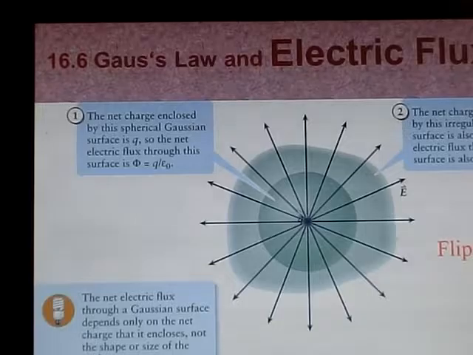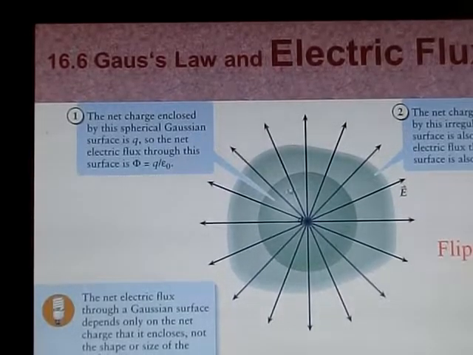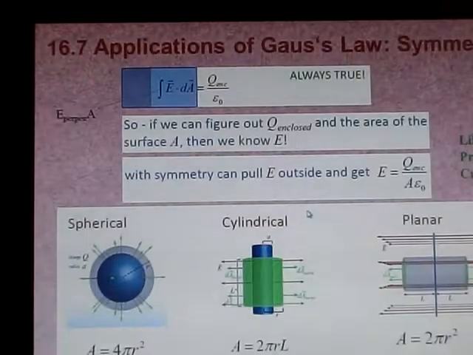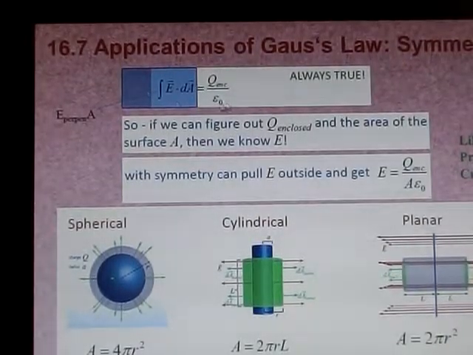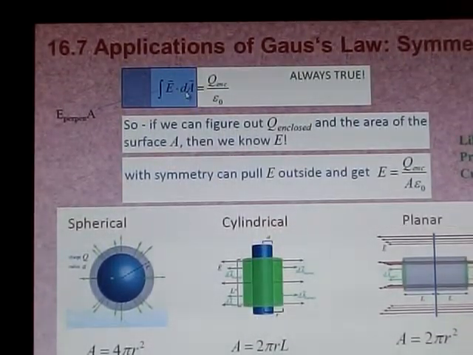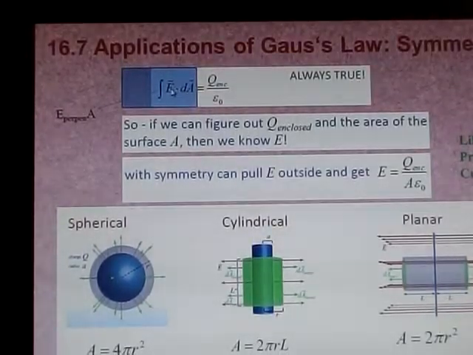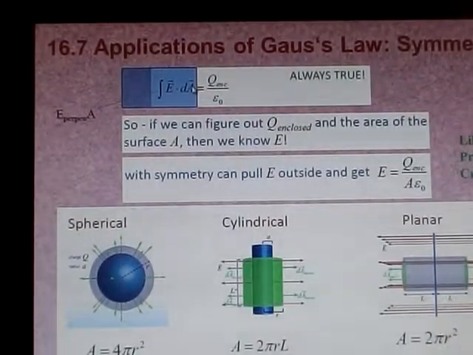Interesting, yeah? The flux does not change because it is the same charge inside divided by a constant. All right, so mathematically it can be very involved. It is a surface integral, but since we are doing this Physics 202 as an algebra based course, we are not going to go into the integral, but just know that there is more to it.